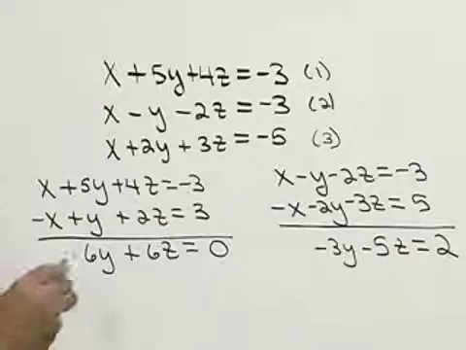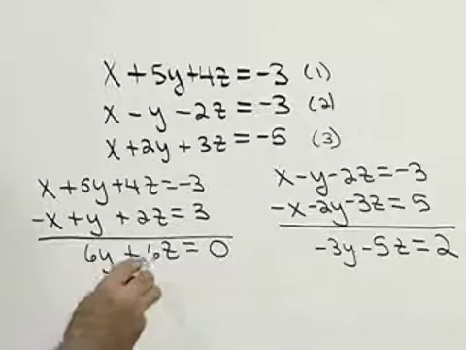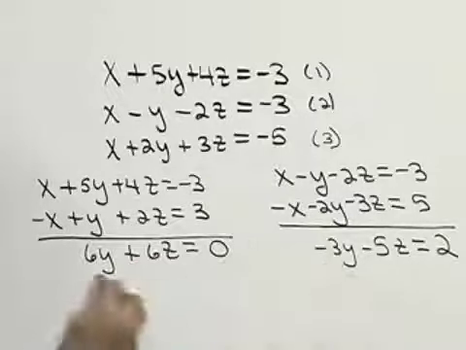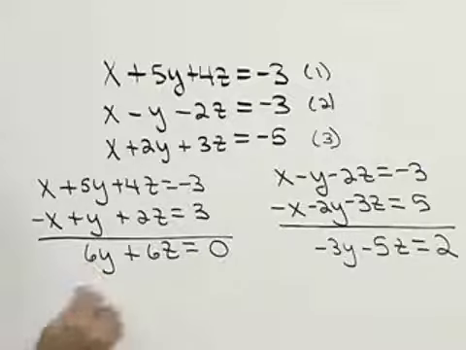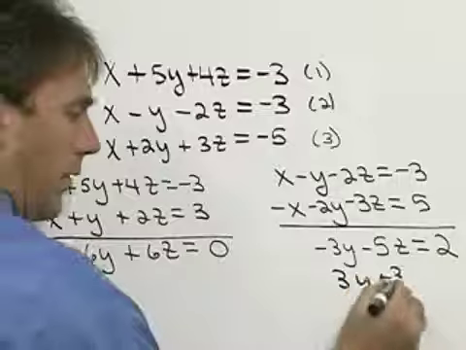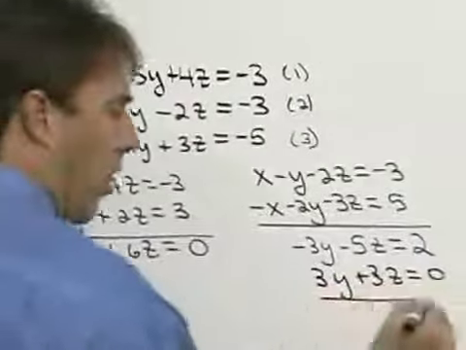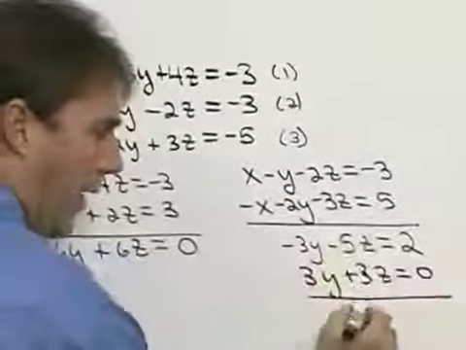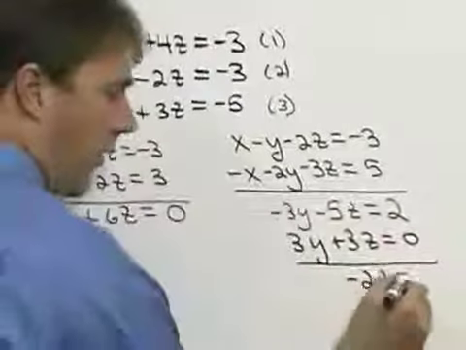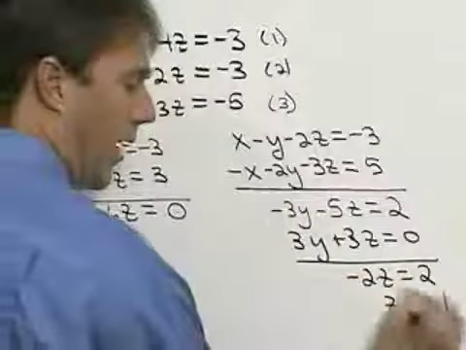If we divide the first equation by 2, we'll have 3y + 3z = 0, and our y's will drop out. So let's do that. If we divide this by 2, we get 3y + 3z = 0. So our y's drop out, and we have -2z = 2. Dividing both sides by -2, we have z = -1.